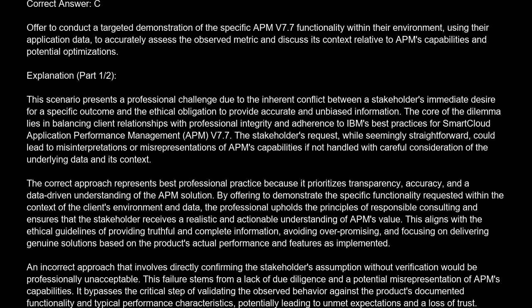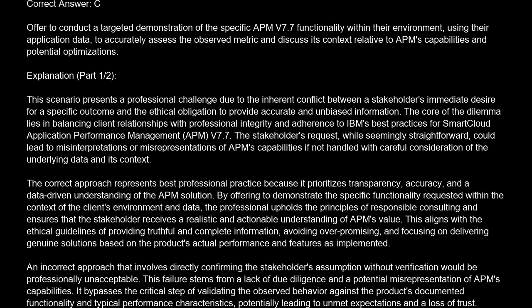The correct answer is C. Offer to conduct a targeted demonstration of the specific APM V7 functionality within their environment, using their application data to accurately assess the observed metric and discuss its context relative to APM's capabilities and potential optimizations.